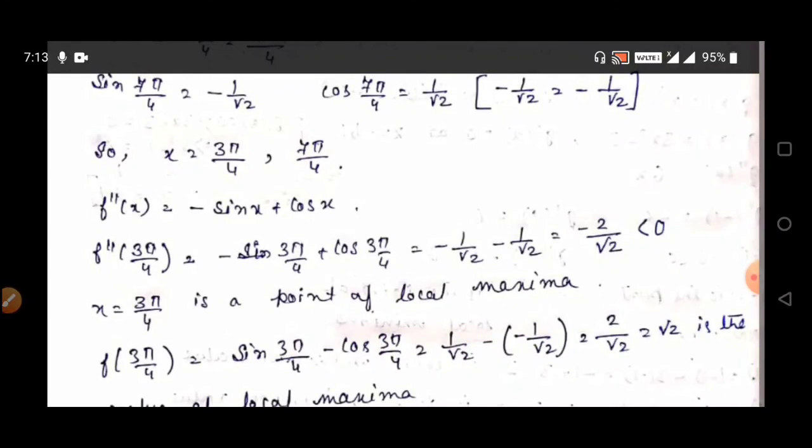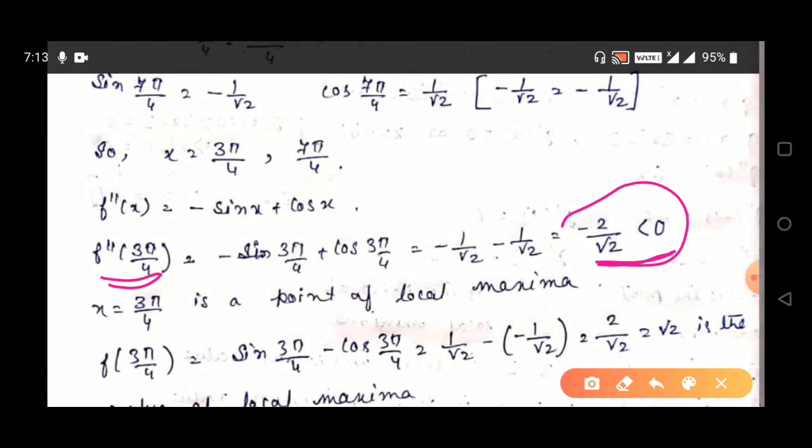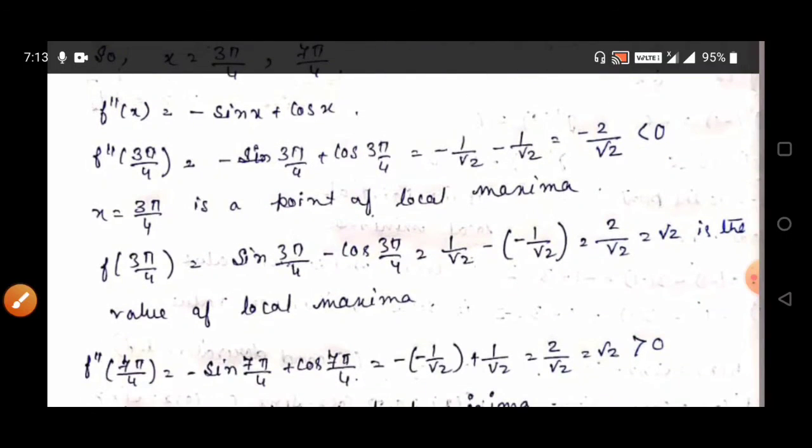Now for the second derivative test, we have to find f double dash x. F double dash x means minus sin x plus cos x. Now we will put the value of x here. So f double dash of 3 pi by 4: minus sin 3 pi by 4 is minus 1 by root 2, cos 3 pi by 4 is minus 1 by root 2. So from here we will get minus 2 by root 2, which is less than 0. Whenever it is less than 0, that means it is the point of local maxima. 3 pi by 4 is the point of local maxima, and f of 3 pi by 4, which is equal to root 2, is the value of local maxima.